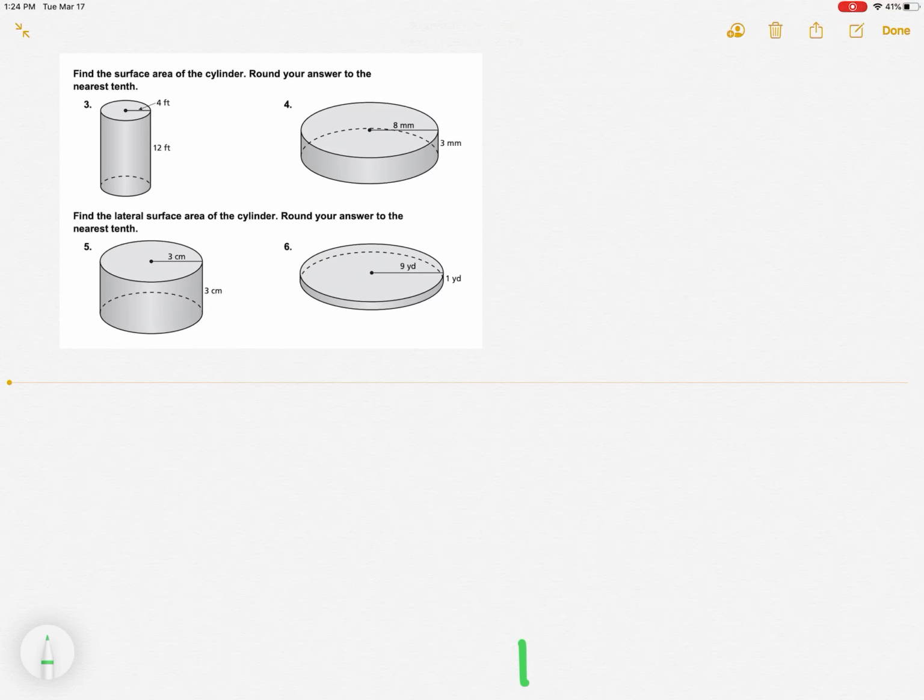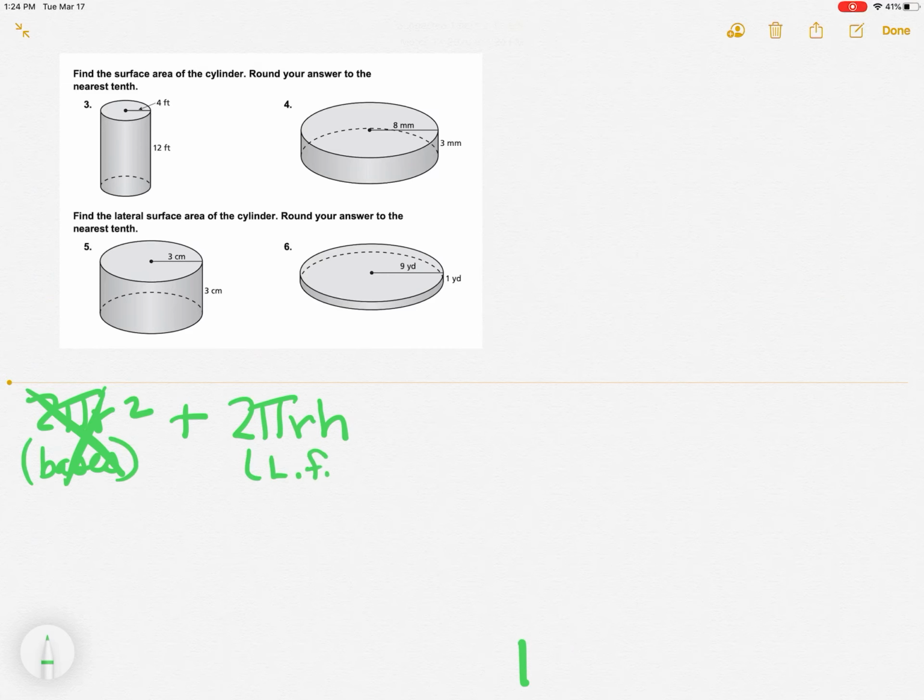Now, if you remember the equation, 2 pi r squared, that's for our bases. So we're actually going to ignore this today for at least the next 2 problems. The one we're going to focus on is the one that was 2 pi rh. These were our lateral faces, and that's all they want. So if they wanted to know how much paper to put across a cylinder, that would be what we would use this for.